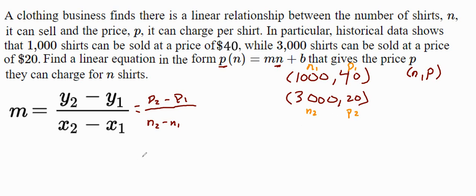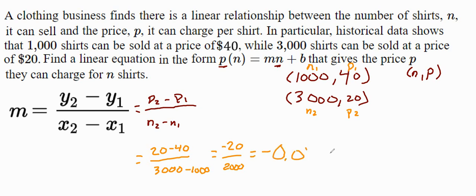So then when I put it into the slope equation, I'm going to have 20 minus 40 divided by 3,000 minus 1,000. And that's going to equal negative 20 divided by 2,000. And putting this in the calculator gives us negative 0.01. That's going to be our slope.